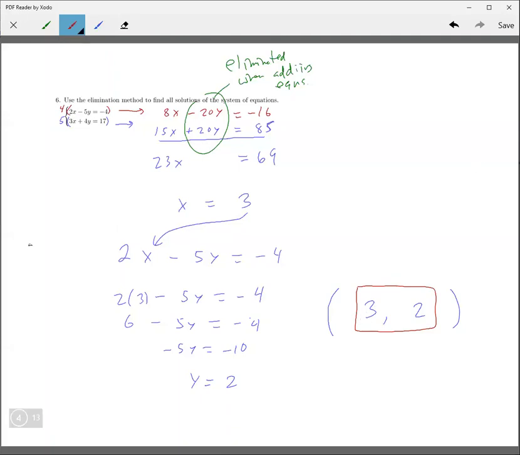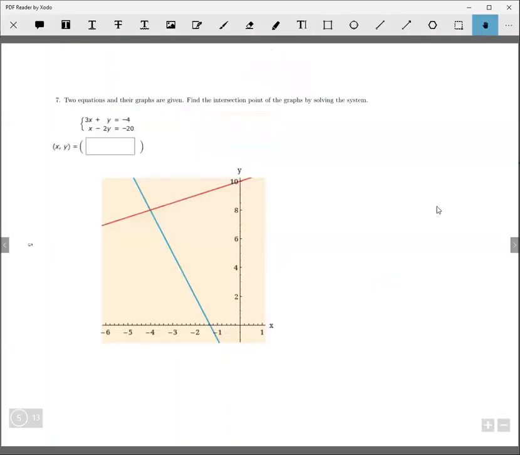Okay, number 7. Okay, so 2 equations and their graphs are given. So we have the red one is one of these equations, and the blue one is the other. Okay, the red one is this second one. The blue one is the top one. Okay, find the intersection point of the graphs by solving the system. Now you have the graph, so you can just use the graph to solve the system.